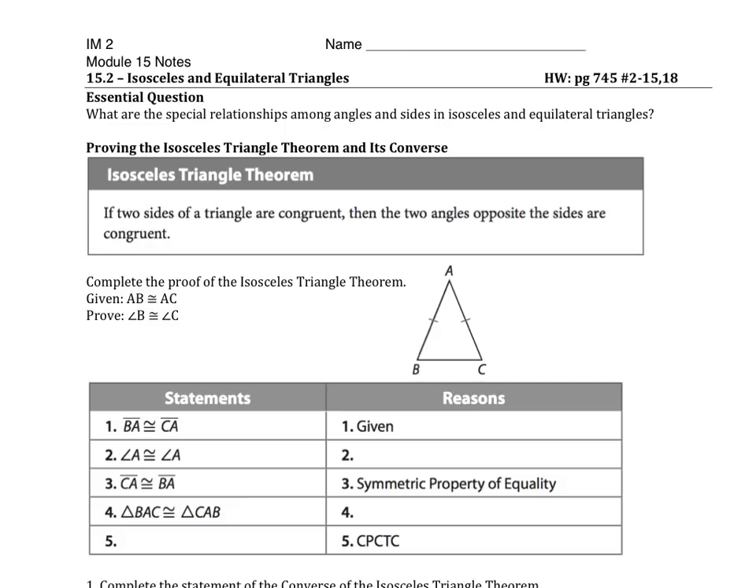are congruent. So here we are given that AB is congruent to AC, and we want to prove that angle B is congruent to angle C. So that's our goal. So here we have that BA is congruent to CA, that is given. We have angle A is congruent to angle A. And our reason for that is the reflexive property of congruence.